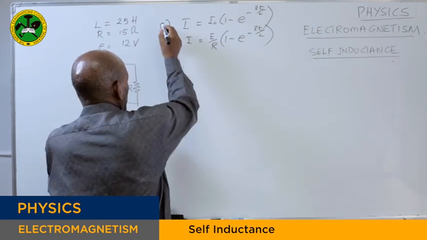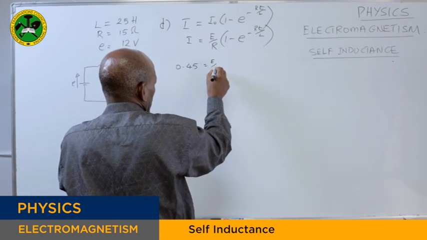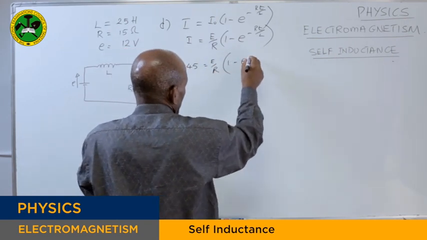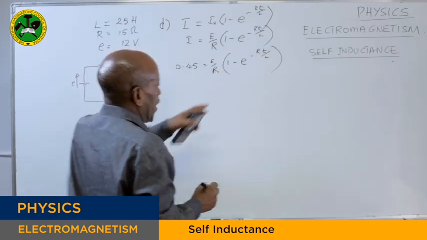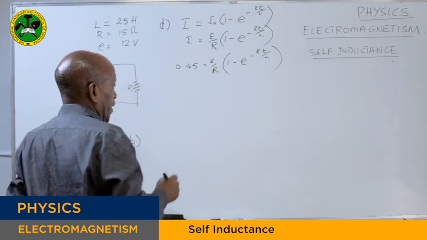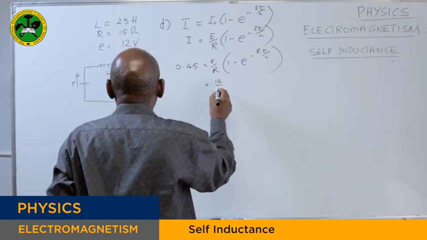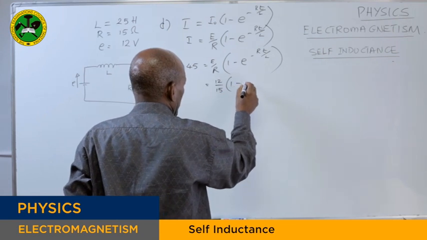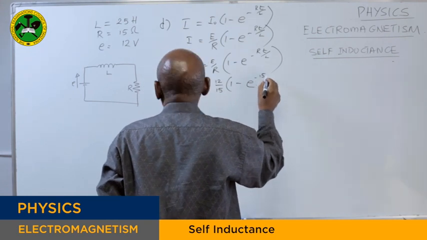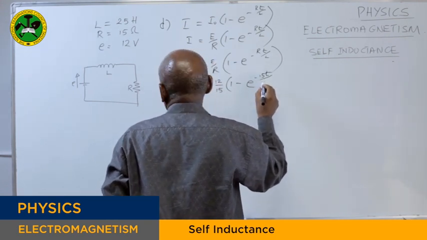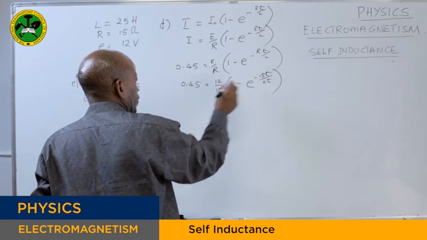So the current now, this is part D, will be equal to 0.45, and this will just be equal to E over R, times 1 minus e to the power minus RT over L. So we substitute the values now, and we need to determine the value for T. E is 12 volts, R is 15, and this will be equal to 1 minus e to the power minus 15 T over L, which is 25. So we compute and determine the value for T.